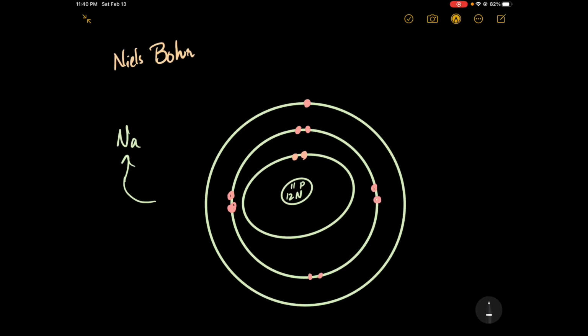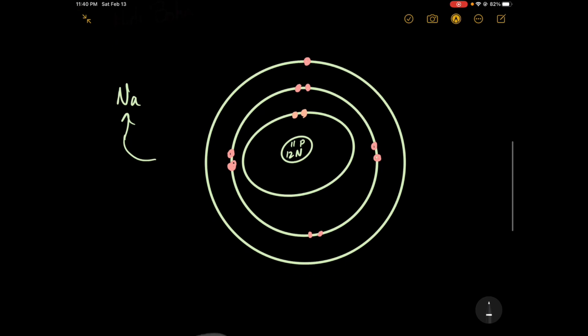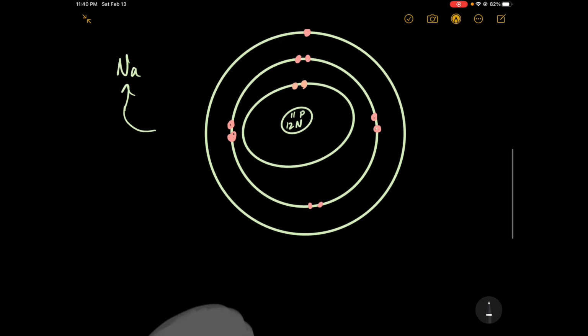Anyway, going into the Bohr model, remember, this is a Bohr model for sodium. Notice we have a few rings around the central circle, and inside the central circle we have the number of protons and the number of neutrons written. And inside the other rings, we have electrons that are supposed to be orbiting around the nucleus.